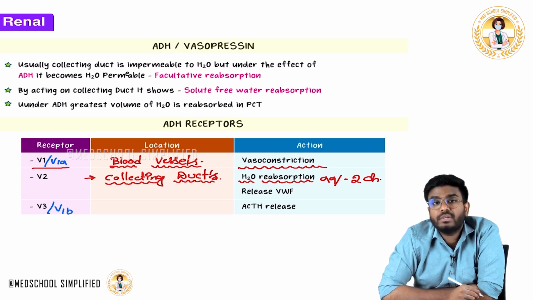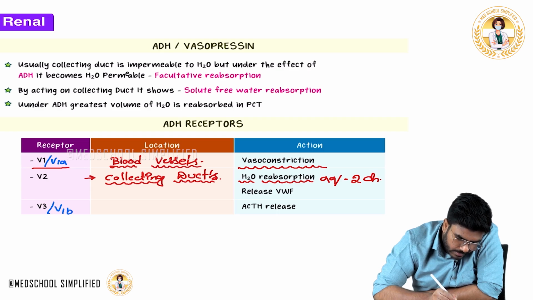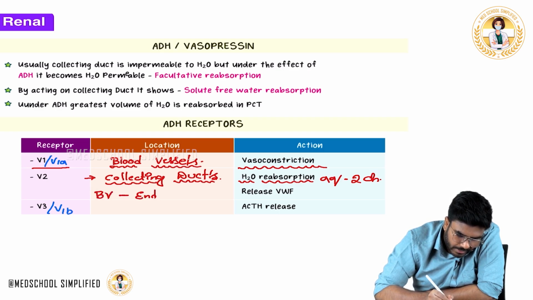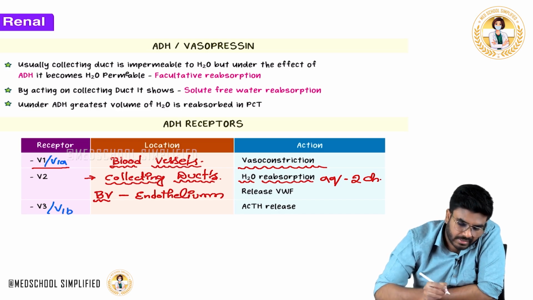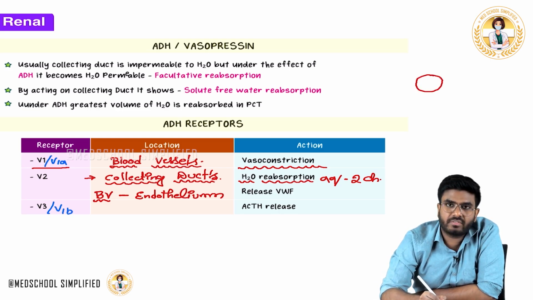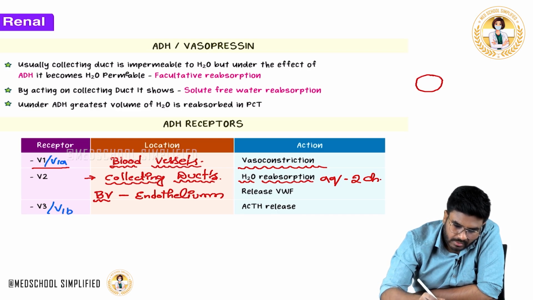Now not only that, important point, V2 receptors are also present on blood vessels. But where? In the blood vessels there is endothelium, right? Don't confuse, guys. Now V1 receptors are present where? This is a cross section of a blood vessel. Blood vessels are surrounded by smooth muscle, right? On the smooth muscle, V1 receptors are present.